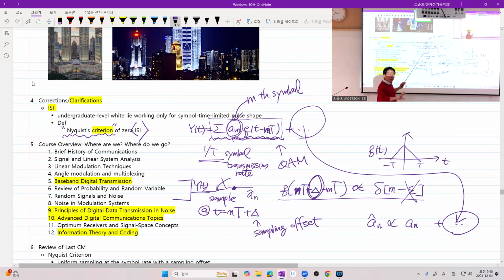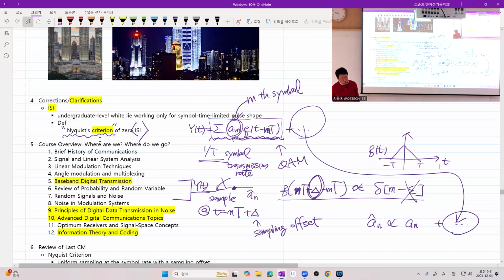However, if you choose your offset improperly, inappropriately, then suddenly you may have intersymbol interference. Got it? So never forget this. In many, many textbooks, to make every discussion simple, they ignore the possible effect of sampling offset. But even though your pulse is a Nyquist pulse, for example, a square root raised cosine pulse, if you have incorrect sampling offset, you suffer from intersymbol interference. Got it?